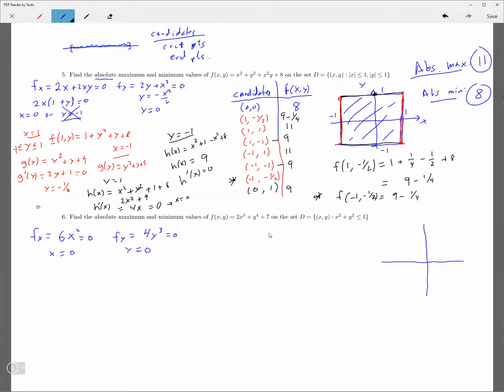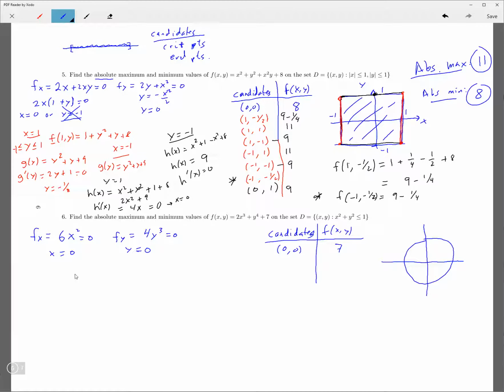So again, we can come up with candidates and evaluate at that point. So 0, 0 is a candidate. And if you plug that into here, you get 7. Okay, so that's a candidate for absolute minimum or absolute maximum. Okay, now we handle the boundary.